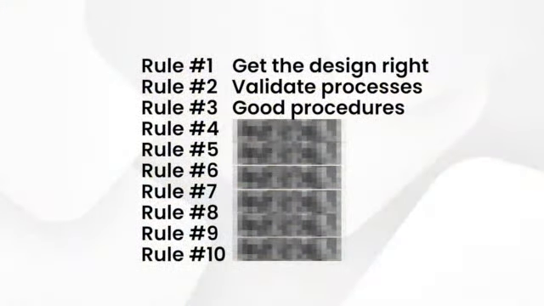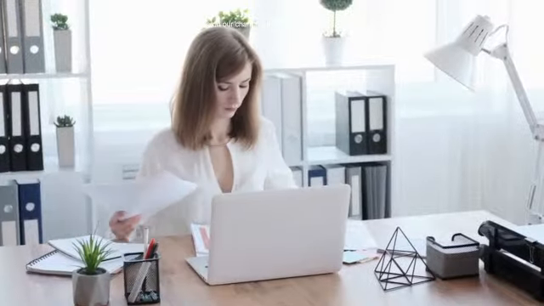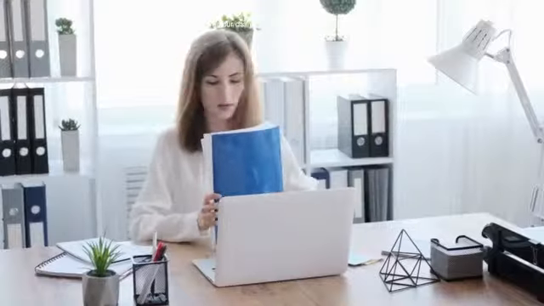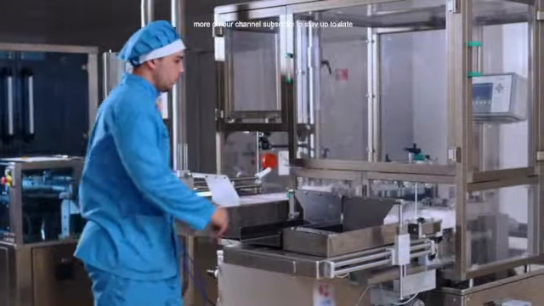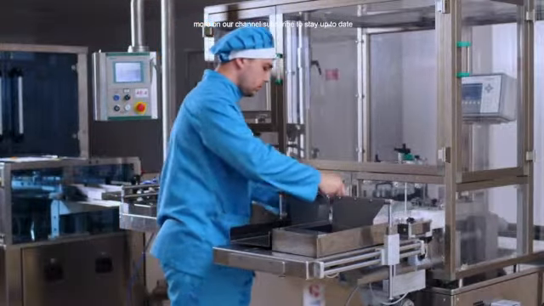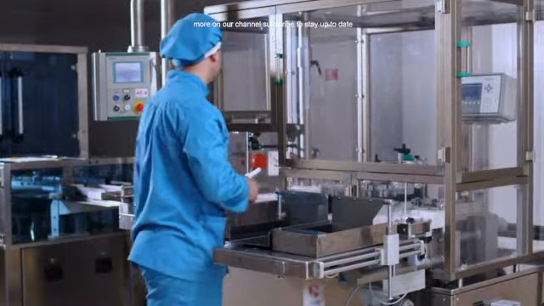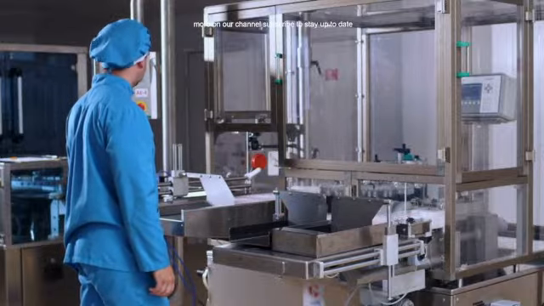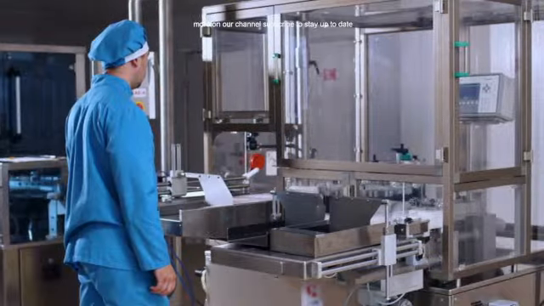Golden rule number 3: write good procedures and follow them. Consistency is key in pharmaceutical manufacturing, and consistent results come from following clear, detailed instructions. This golden rule emphasizes the need for written procedures, known as standard operating procedures or SOPs, for all critical operations. SOPs provide step-by-step instructions on how to perform tasks correctly, from operating a specific piece of equipment and cleaning a room to handling a deviation or conducting a laboratory test.